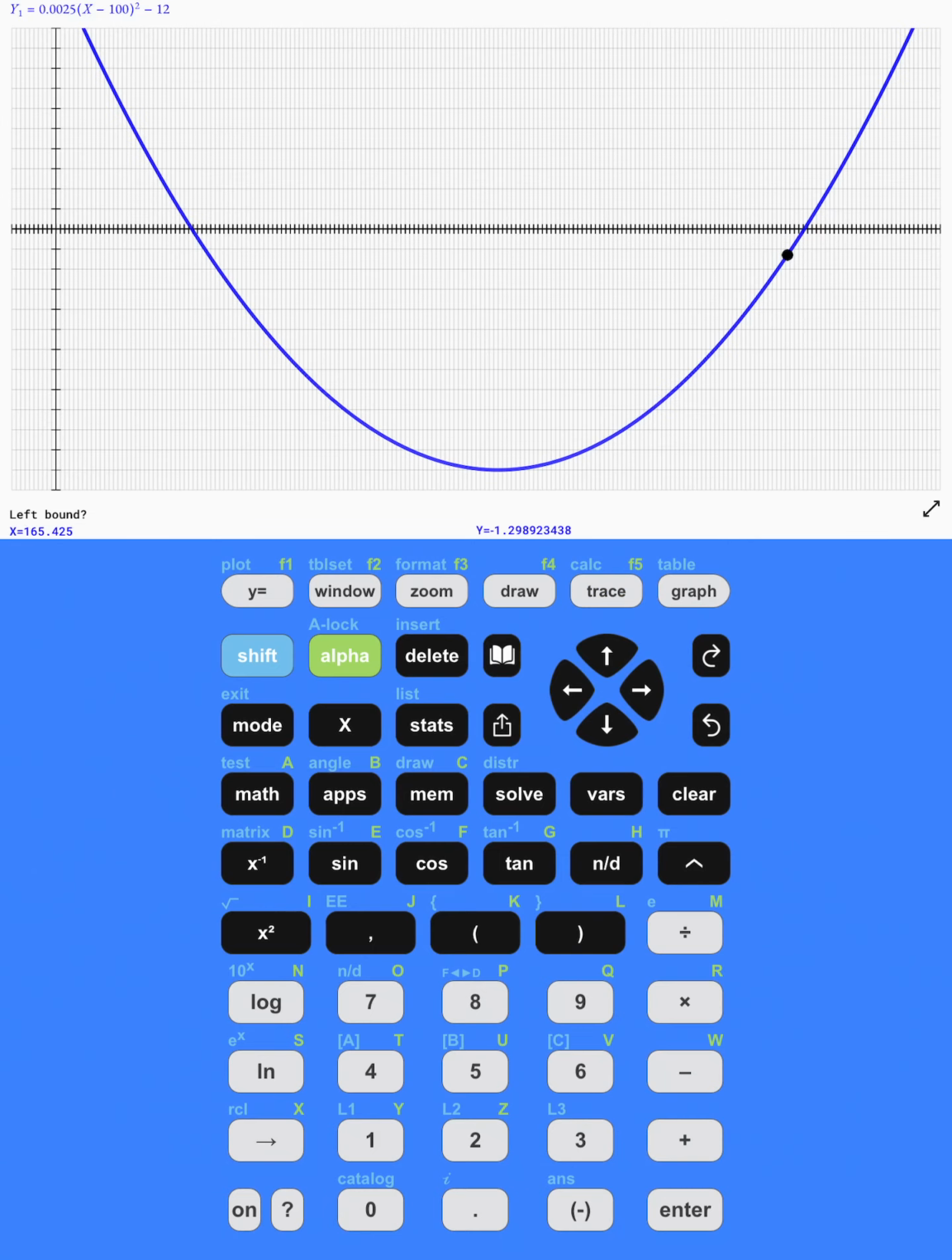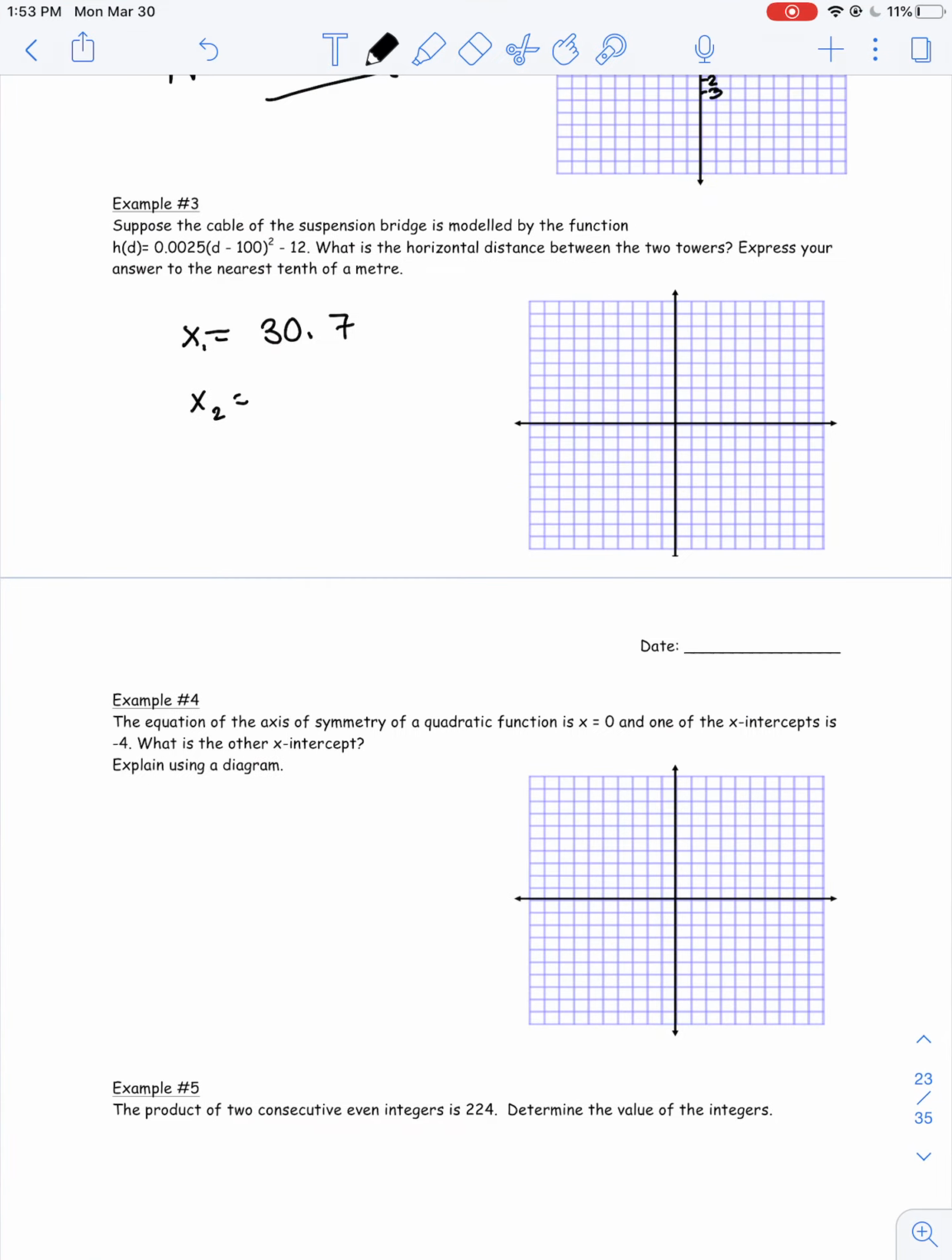Now we have our first x-intercept, but we also need the second x-intercept. So let's do that again. Second trace, number 2, you're going to move your cursor until you get here, which is your left bound, where y is negative, press enter, and then move your right cursor until you get there, where y is positive. Press enter and then enter again, and you should find that the point is 169.3.